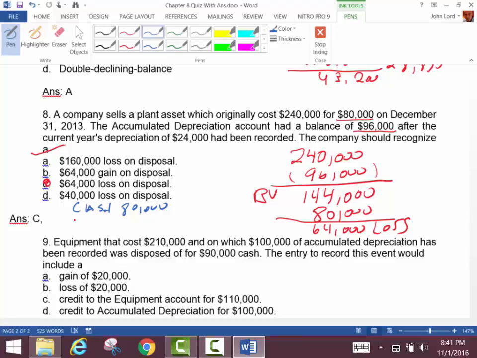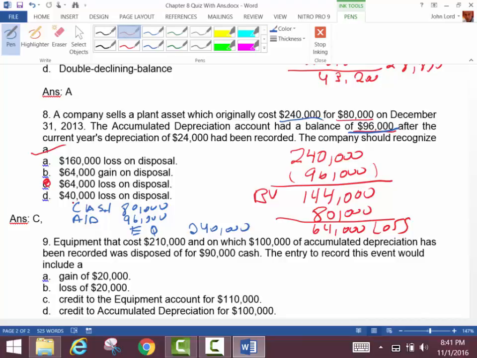Is there another debit in here? Depreciation. Good. I'm going to debit the accumulated depreciation for what? 96,000? Is that the accumulated depreciation? Got to get rid of that. Okay, how about the credit? Have to credit the equipment for what? 240,000 because I'm getting rid of that equipment, right? Okay, good.